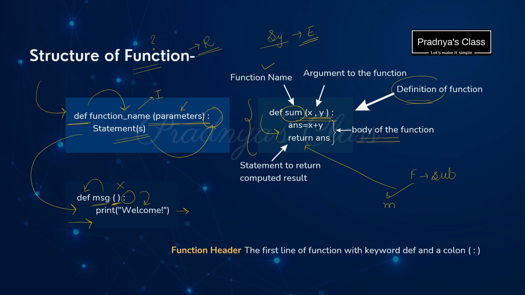While defining a function, the first line of the function is called the function header, in which we write the keyword def and it is followed by the colon. So, this is nothing but the function header. Here also, this is the function header.